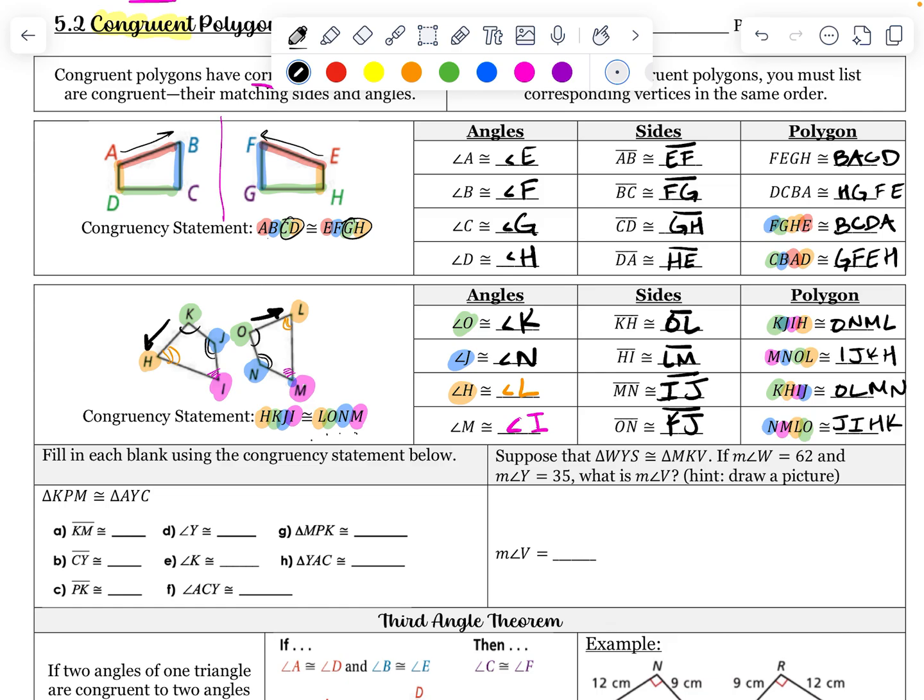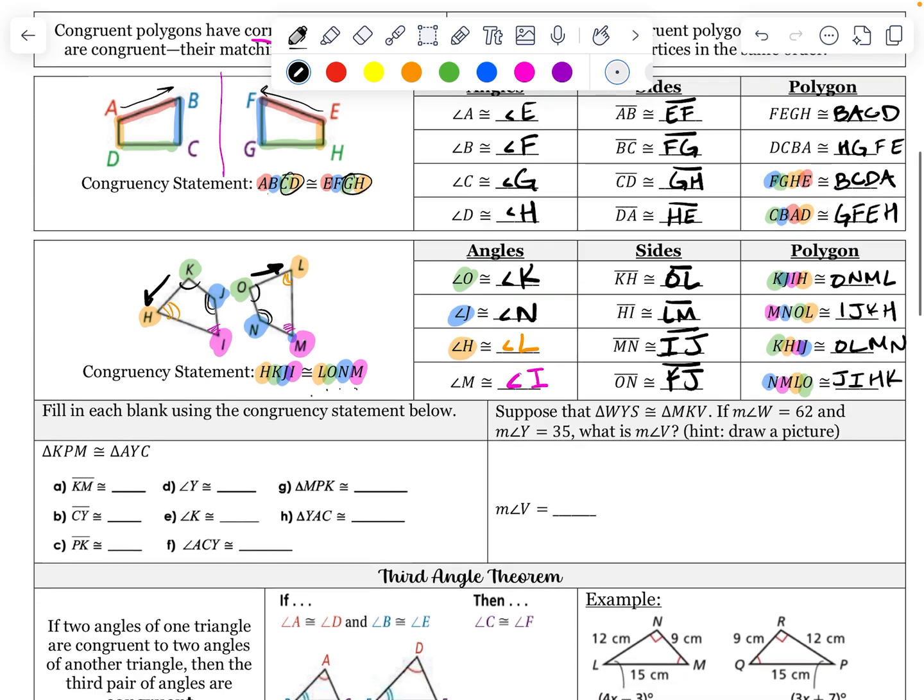You can also do it without a picture, right? You can do it with just the congruency statement. So I'm going to go through and hardcore color code here. K, every time I see a K. Also an A, because it's first and first. So A. P. Y. M. C.